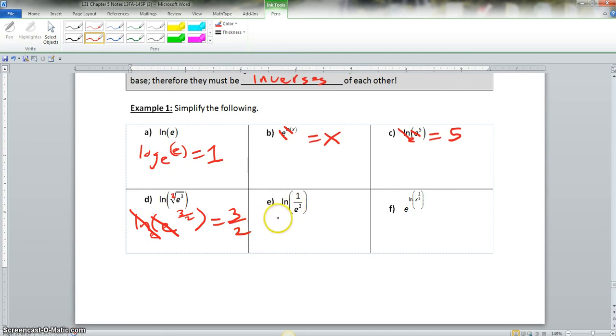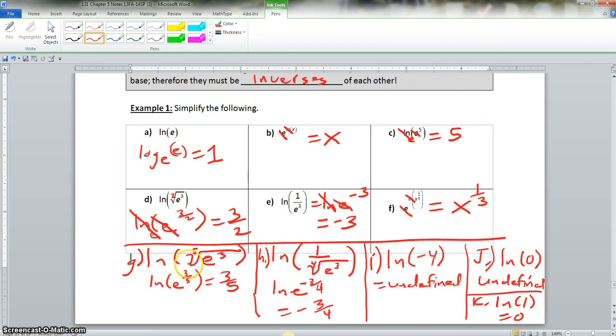Now we go here to e. We have the natural log of 1 over e to the 3rd power. Okay, now we'll rewrite this. This is the same as the natural log of e to the -3 power. These will simplify out and your answer would be -3. Now we have e to the natural log of x to the 1/3 power. This e and the natural log would simplify out and you'll be left with x to the 1/3 power.